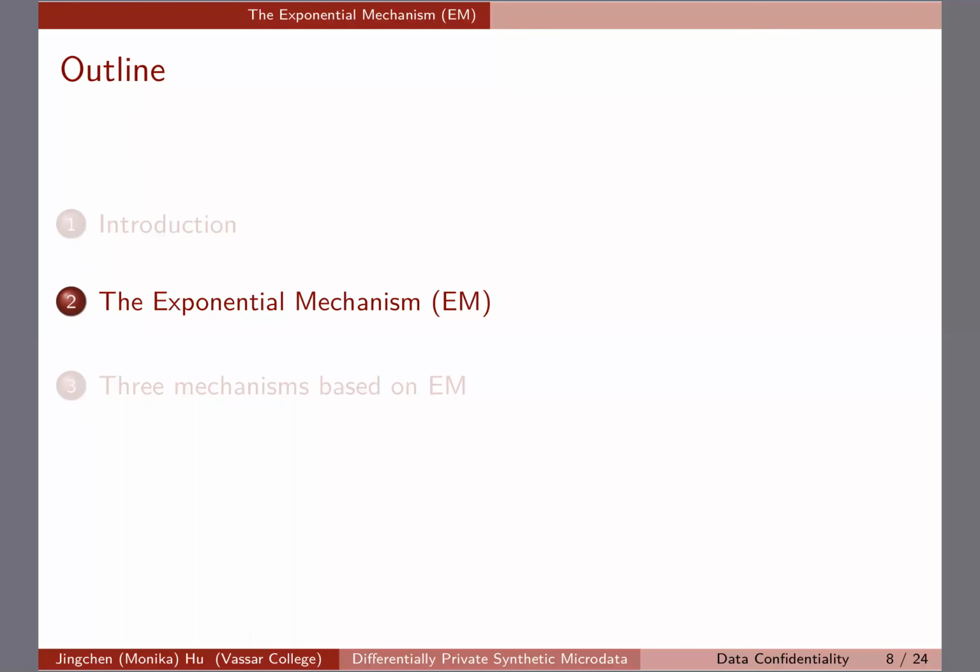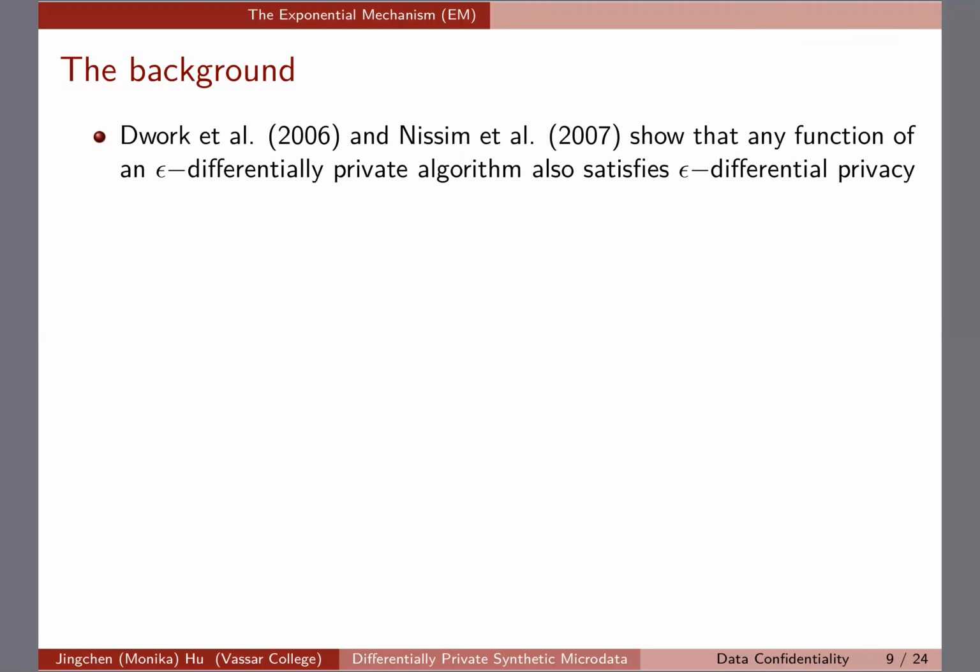All right, the exponential mechanism, I gave you a large promise, like I said earlier, that it can turn a non-private mechanism into a private mechanism, but how does it work? One thing I want to mention is that people have shown that any function of an epsilon differentially private algorithm also satisfies epsilon differential privacy.